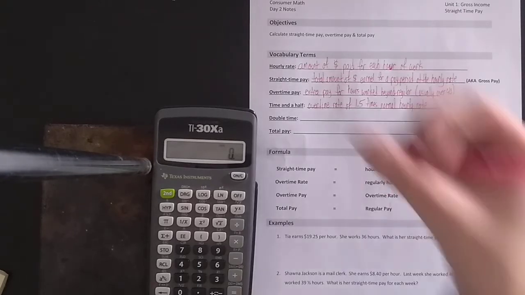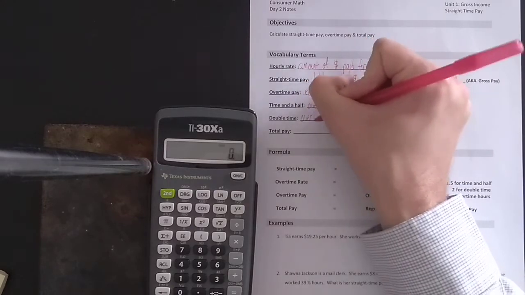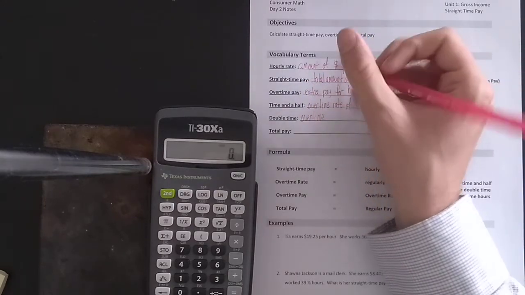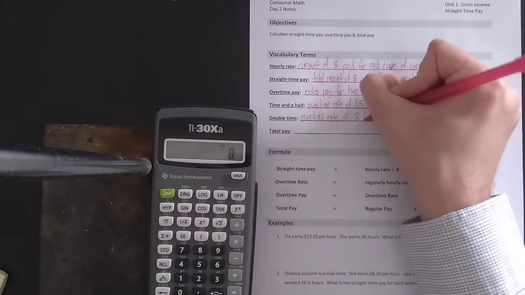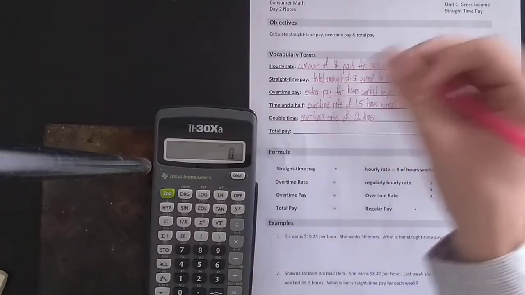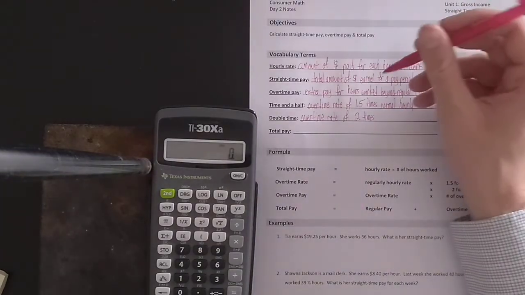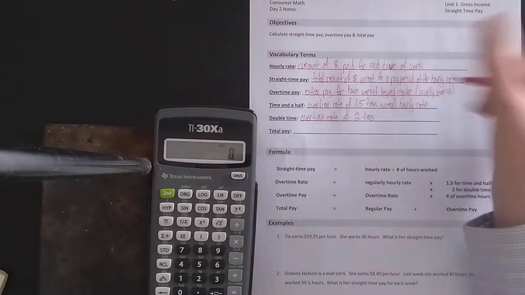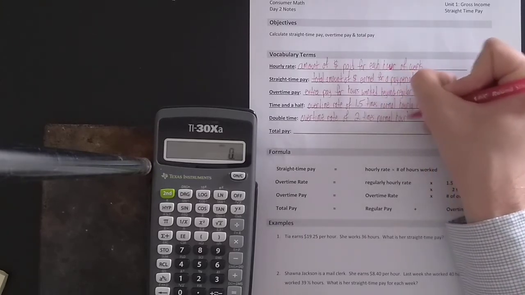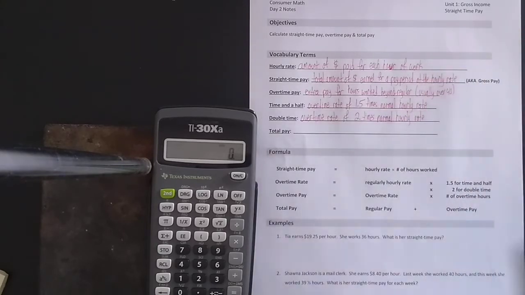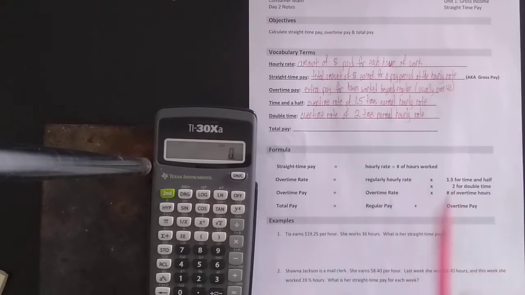Double time is similar, but instead of being 1.5 times, it's an overtime rate that's twice as much as you normally make. Different companies have different philosophies and different policies on their overtime, so that's why we talk about both time and a half and double time. So, in order to calculate your overtime rate, you take your regular hourly rate and multiply by either 1.5 if your company is offering time and a half, or 2 for double time.